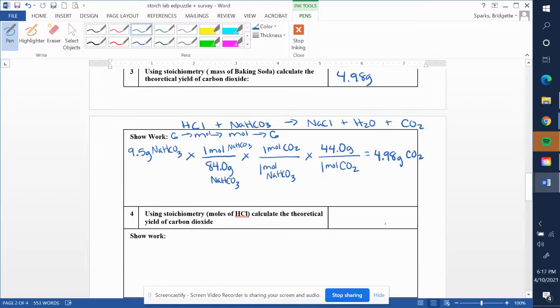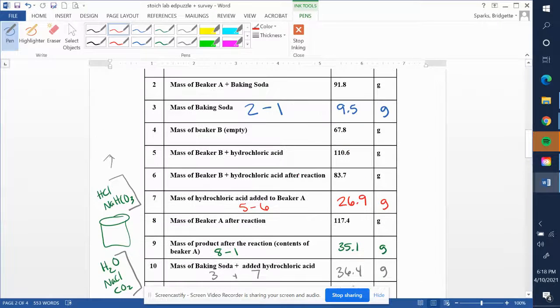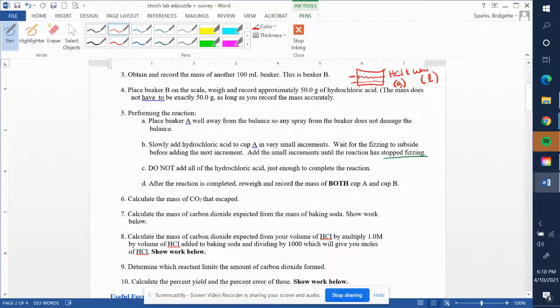All right. But what you were also supposed to do is figure out whether it was the hydrochloric acid that limited the amount of carbon dioxide that was made. And so in the directions, if we go back, because this was the common problem, it said, because we haven't quite learned this information yet, but in order to calculate the mass of carbon dioxide expected from the acid, I asked you to take the 1.0 molar, which is the concentration of the acid we used in lab, and you were going to multiply it by the volume of acid in milliliters that you actually reacted.